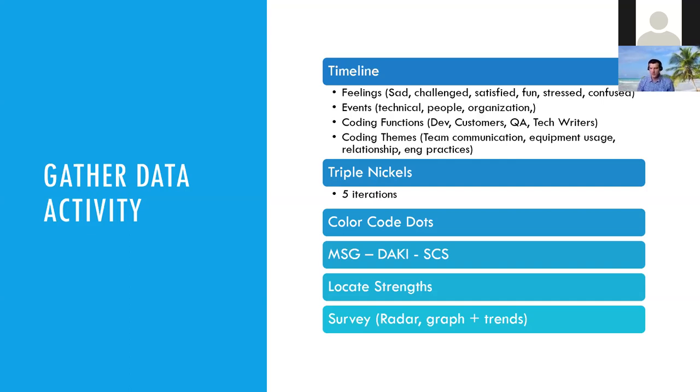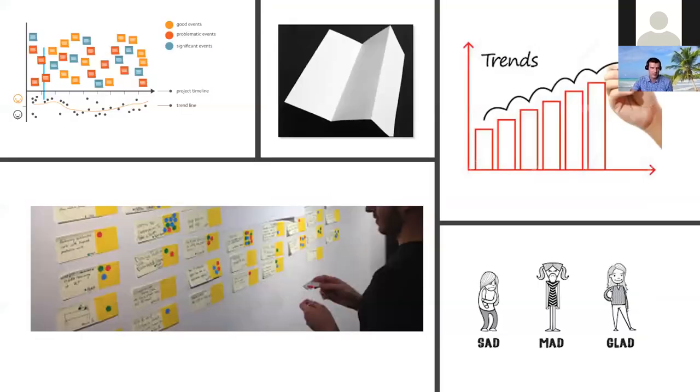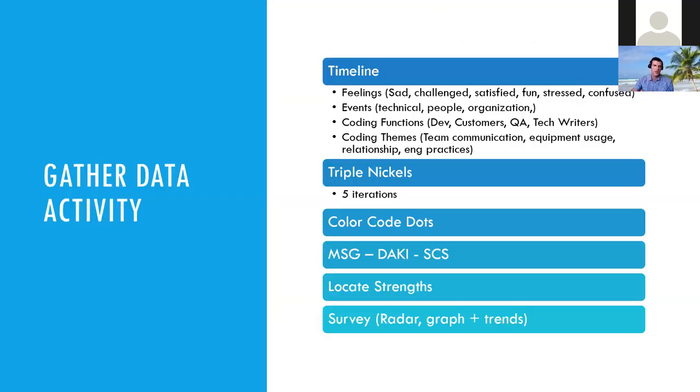Okay, triple nickels. I didn't know it has this name, but this is the folded card over here. One person writes down, and then folds, and the second person writes down further on. This is a way to encourage people to think independently, and also a way for the shy ones to speak out.